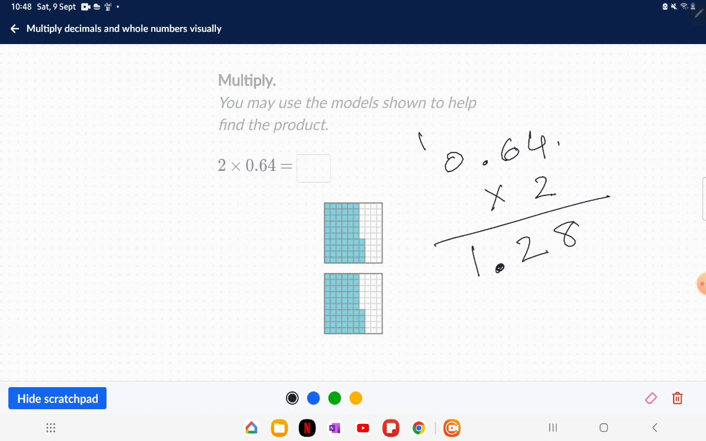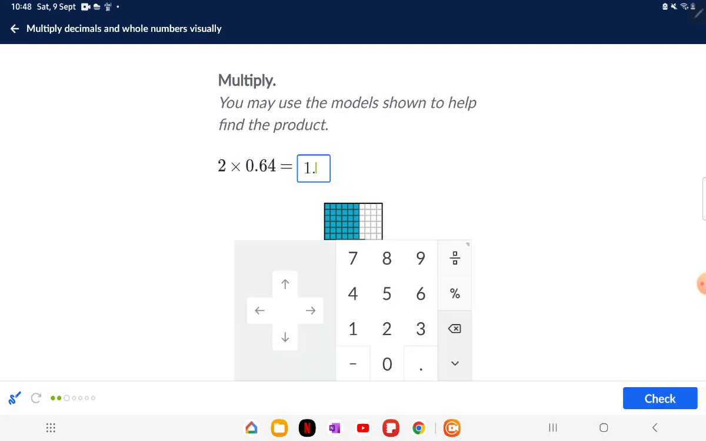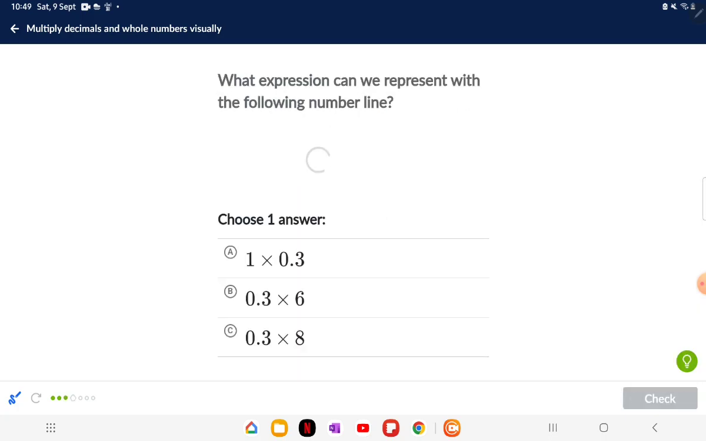So it's simple multiplication. What you need to remember is that right after you're done with 2 times 6 is 12, the dot needs to go down here, and the rest of it is very similar to how traditional multiplication is done. Hope that was understandable. Let's go and write this answer. 1.28. Check. Ta-da! Very good.